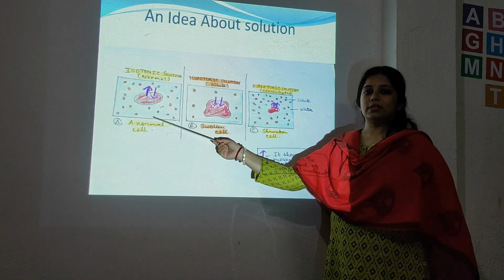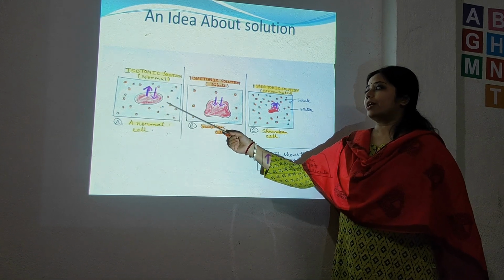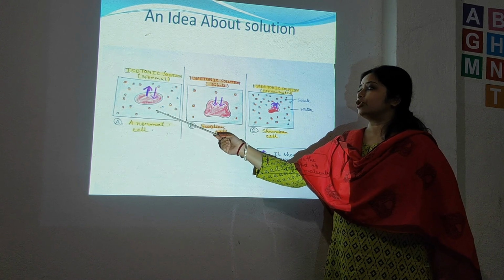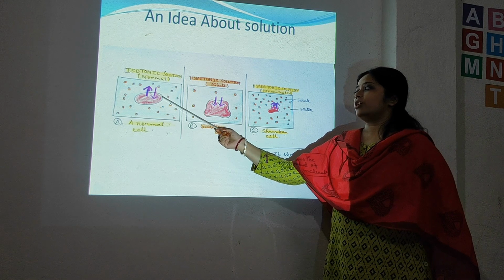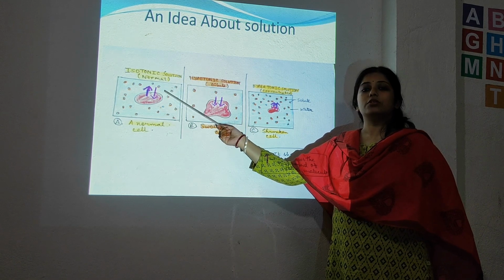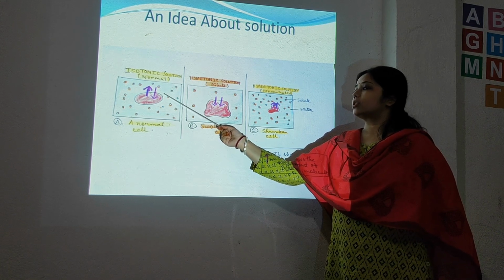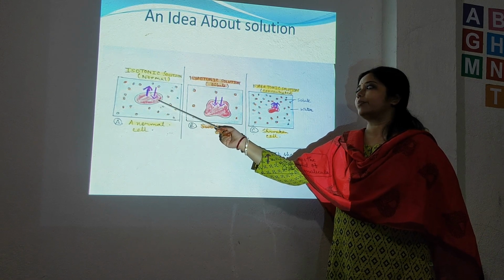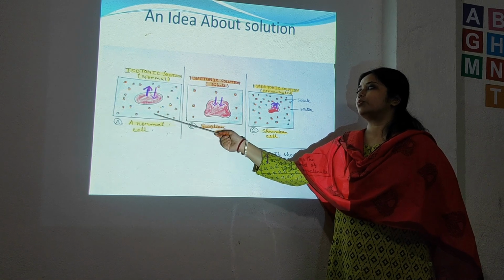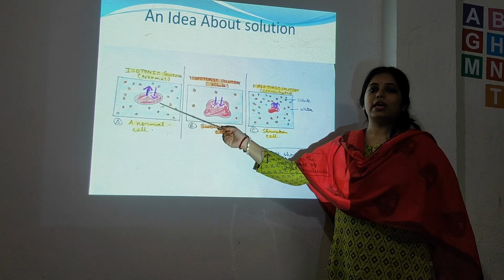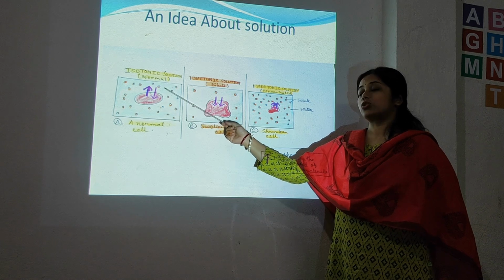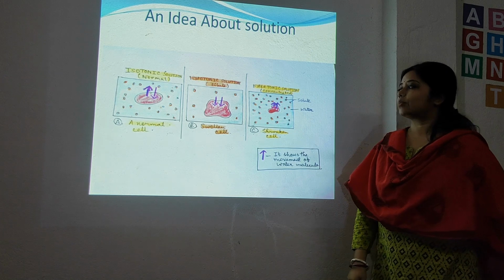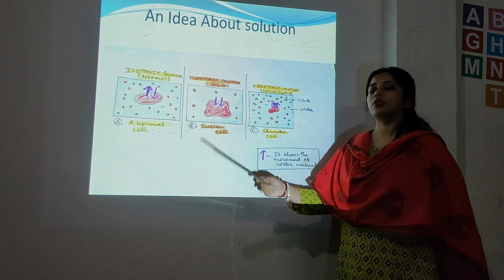Suppose we keep a cell in a solution, what happens to the cell? In a solution in which the solute concentration is equal to the solute concentration of the cell sap, there is no movement of the water molecules, and this type of solution is called the isotonic solution.